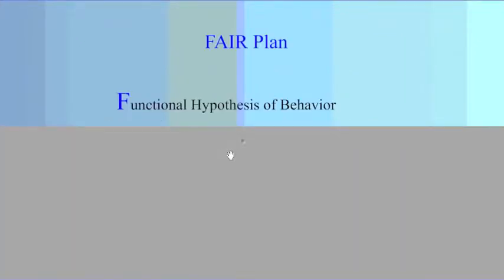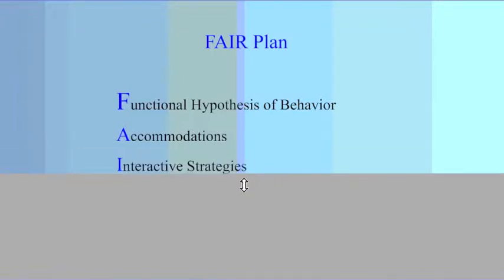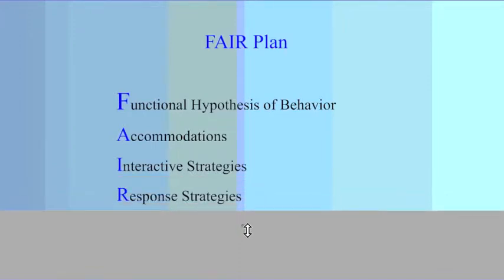It includes 4 parts. Functional hypothesis of behavior, which means tracking the behavior and looking for patterns. Accommodations to the environment, curriculum, and skills development. Developing interactive strategies such as relationship building, connecting with the students, and following up. Response strategies means tracking what the teacher does after each incident.